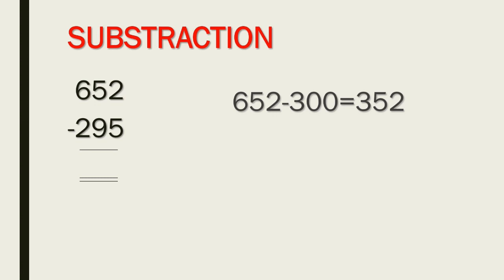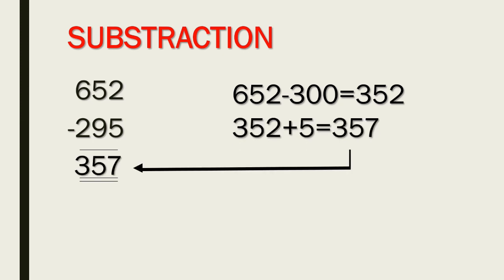And this is the way you calculate using the new method. 652 minus 300, you subtract the number up to the hundreds, which is 300. So you obtain the answer of 352. Then you have to add, instead of subtracting, the number between 300 and 295, which is equal to 5. So the answer is 357.